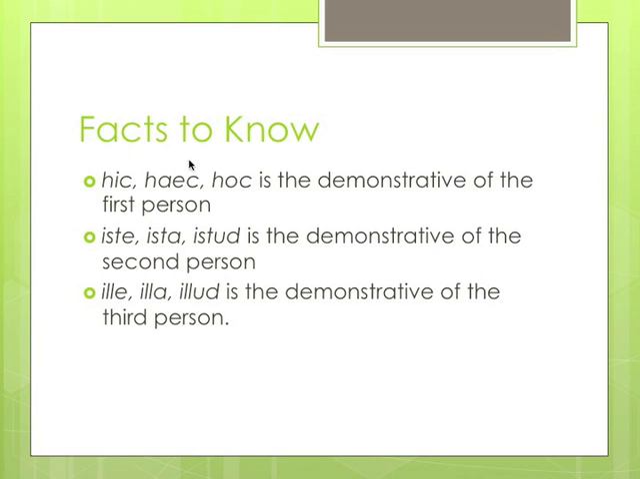So here are some facts to know. Hic, haec, hoc is the demonstrative of the first person, iste, ista, istud is the demonstrative of the second person, and ille, illa, illud is the demonstrative of the third person. Now remember, in English we have only two demonstratives. This covers the first person, but that is used for both the second person and the third person. So English and Latin do this a little bit differently.